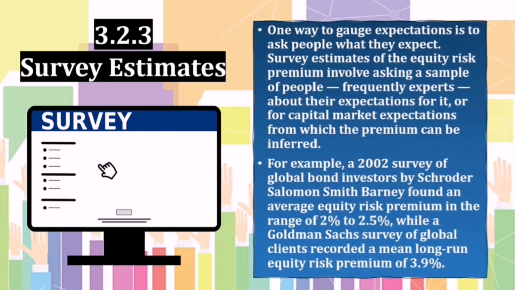One way to gauge expectation is to ask people what they expect. Survey estimates of the equity risk premium involve asking a sample of people, frequently experts, about their expectations for it, or for capital market expectations from which the premium can be inferred.